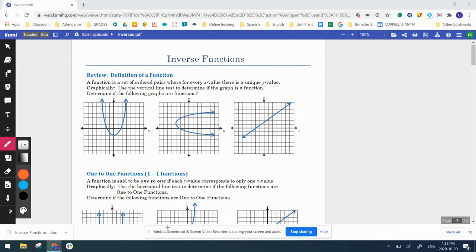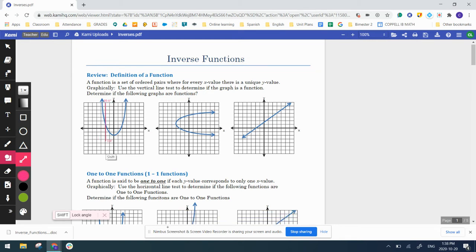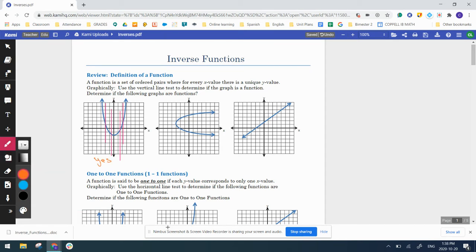Remember, a function is a set of ordered pairs where for every x value there is a unique y value. Graphically, remember we use the vertical line test to determine if the graph is a function. So if we look at this graph here, if I start drawing vertical lines, you can see that no matter where I draw this vertical line, I only ever cross my graph once. So this one is a function.